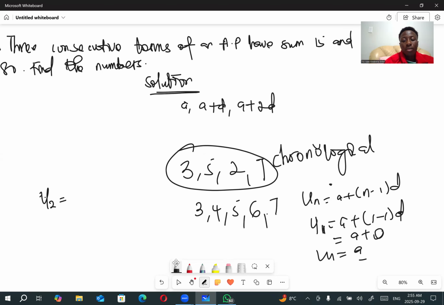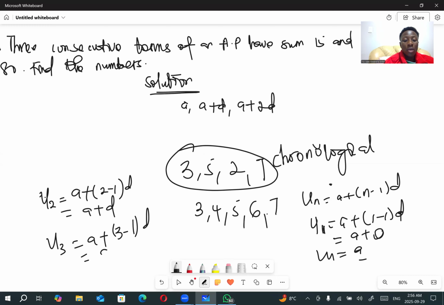What is the formula? A plus (2 minus 1)d. So that'll be a plus 1d, and 1d is the same as d. You see, you got that right. So can you now find the third term for me? That'll be a plus (3 minus 1)d. So that'll be a plus 2d, right? You see, you got that.